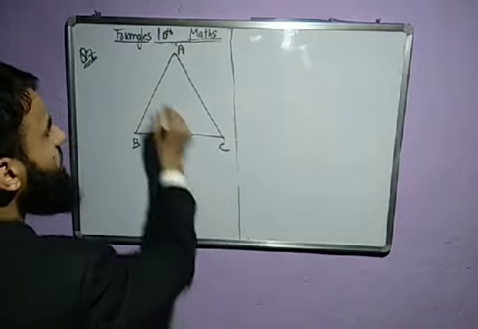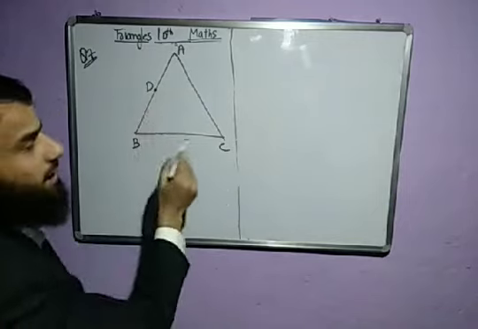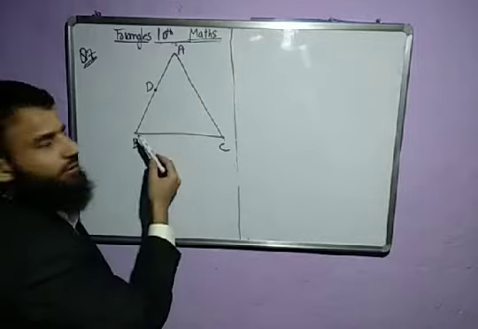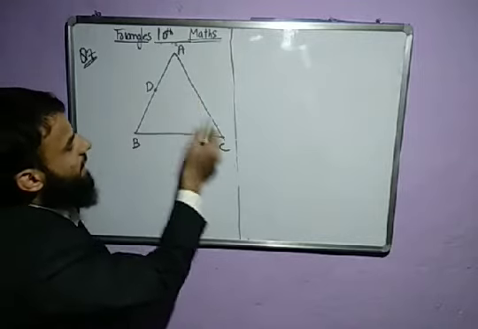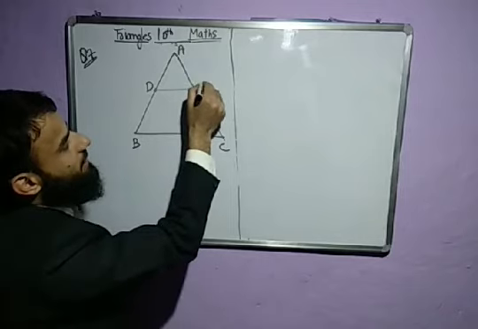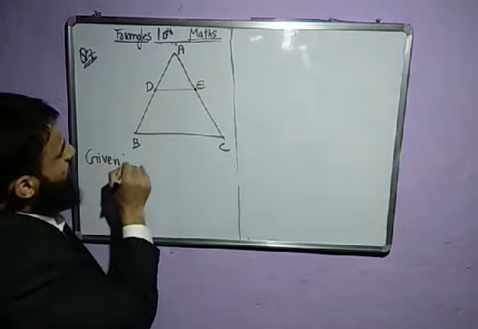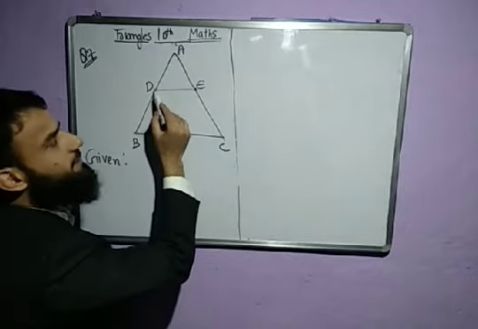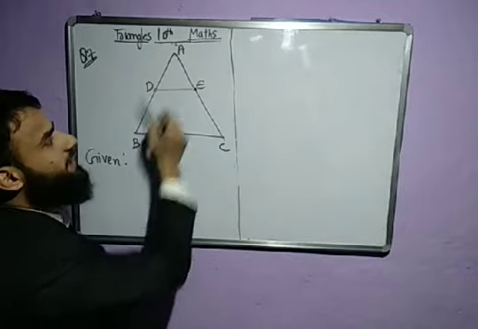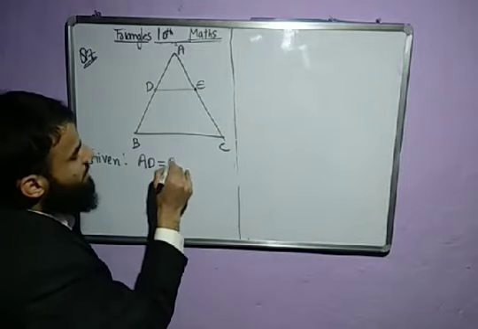let's suppose I am taking a point D here, which is the midpoint of AB. D is the midpoint of AB, and I will draw a line parallel to BC. So let's suppose I draw a line parallel to BC. So what is given? I will write here. First thing is given that D is the midpoint. If D is the midpoint of AB, then AD should be equal to DB. So first thing is AD is equal to DB.